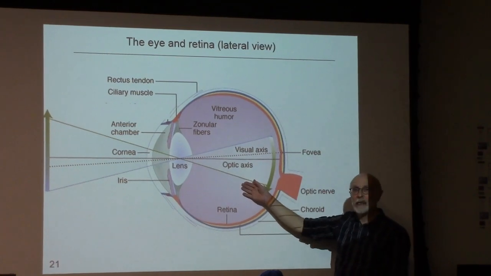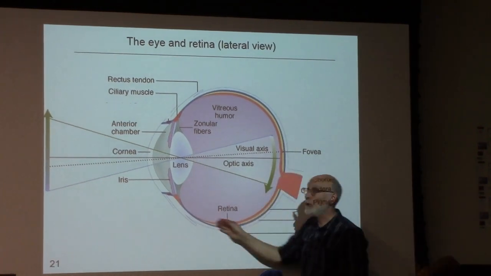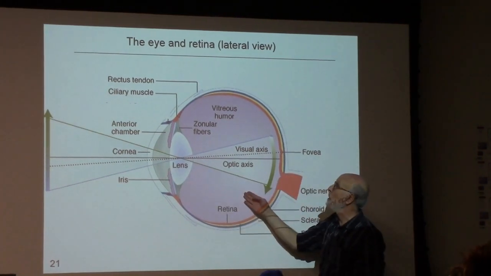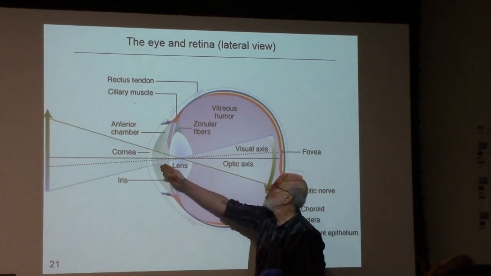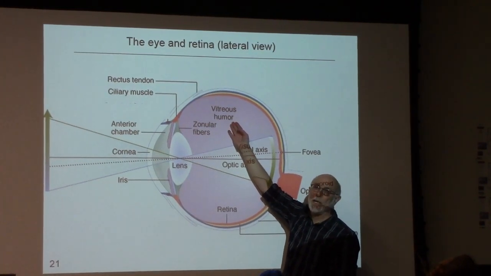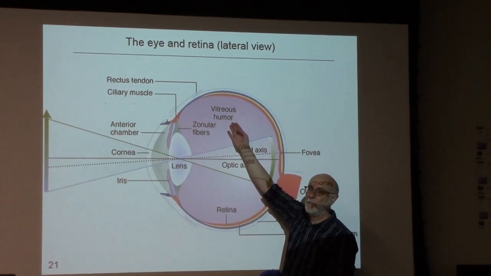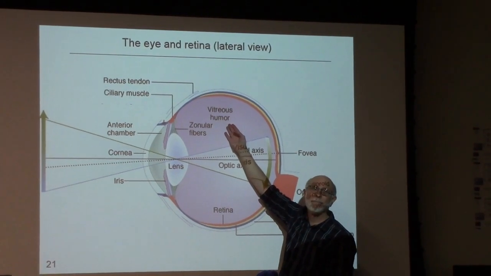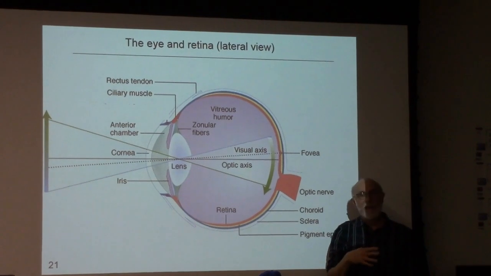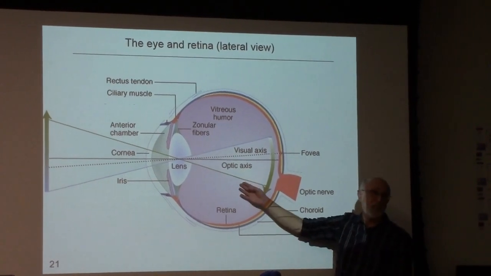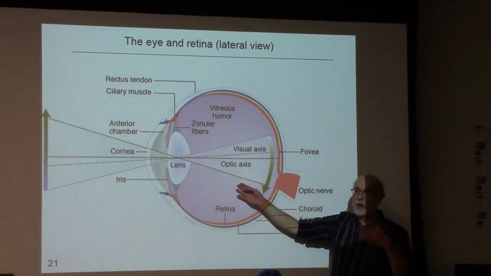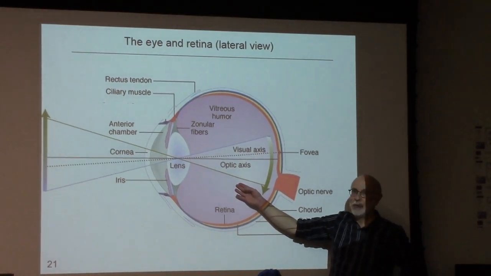The contents of this posterior chamber, so anterior chamber, posterior chamber, aqueous humor, vitreous humor. Vitreous because it's not watery. You may know that vitreous means glassy. It's not exactly glassy either. It's more like a gel. And you'll see this in lab either Thursday night or next week, depending on whether you're Thursday or Tuesday.